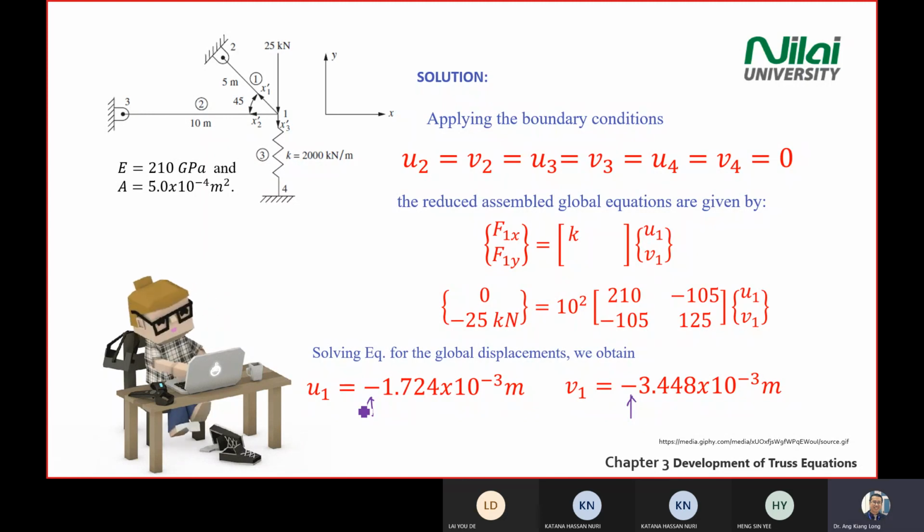Okay, let's test. So what is the direction for V1 negative 3, 10 power negative 3 meter? What does it mean to the displacement? Moving down. Right, correct. So this is how you solve a test question. Yeah. So when you get a negative, you need to explain what it means. What does the number mean? Yeah. Okay.